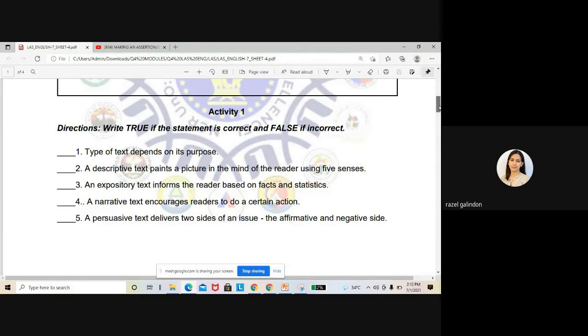Activity 1, write the word true if the statement is correct and false if it is incorrect. Okay, so this is all about the 4 types of essay. The statements here are all about 4 types of essays. So again, write the word true or false. Not letters, ha? Again, following directions is always a part of the test.